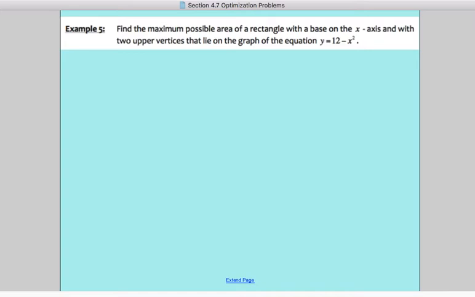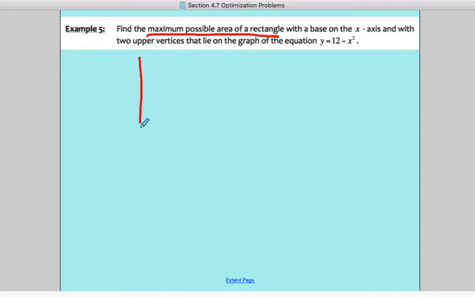It says find the maximum possible area of a rectangle with a base on the x-axis and with 2 upper vertices that lie on the graph of the equation y equals 12 minus x squared. All right. So we are trying to maximize area of a rectangle. So we know we're going to take a derivative of an area equation. And actually, they're giving us our other equation.